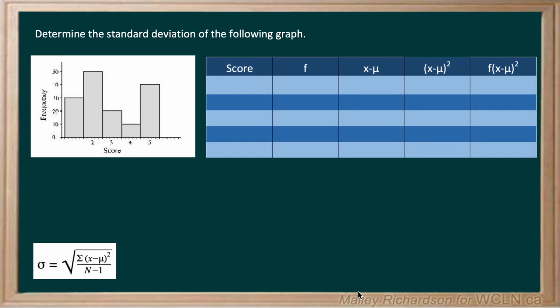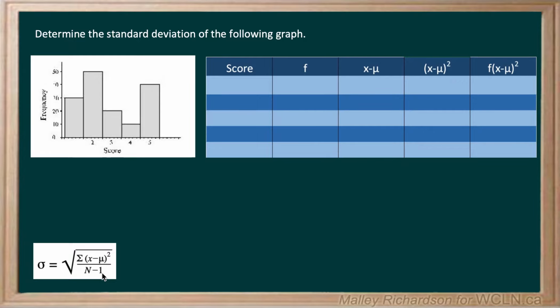In this question, we want to find the standard deviation of the following graph. Now, in our graph, we have the frequency on the y-axis and its score on the x-axis. And to find the standard deviation, we want to use this equation below, which states the standard deviation equals the square root of the sum of a value minus the mean squared, all divided by the total number of values minus 1.